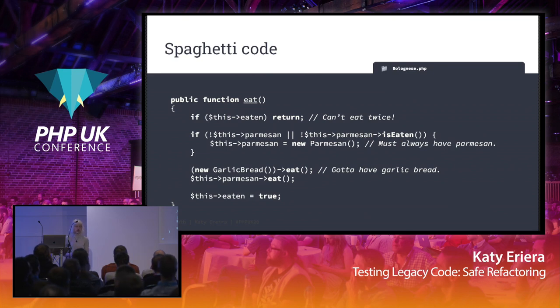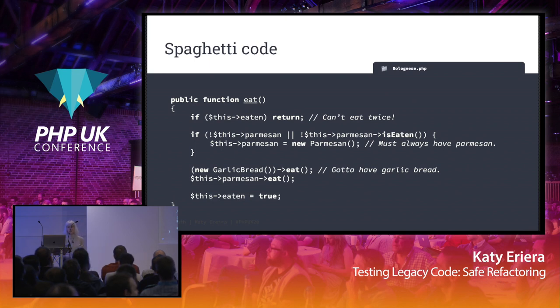And looking into our eat method, if we've already eaten the bolognese, we can't eat it again, obviously. That'd be weird. If it doesn't have parmesan cheese on it, or if I've eaten the parmesan cheese on it, I want more parmesan on my bolognese because I quite like parmesan and it doesn't taste right without it. But also, I need to have garlic bread with my bolognese because it's not bolognese without the garlic bread, right? Okay, so I've got to have the garlic bread. And if I'm eating the bolognese, I'm going to eat the garlic bread as well. And if I'm eating the bolognese, I'm going to eat the parmesan as well. And then it's going to say eaten to be true.